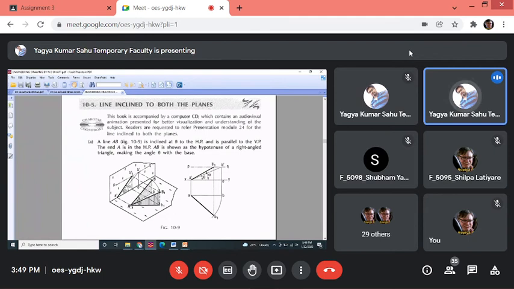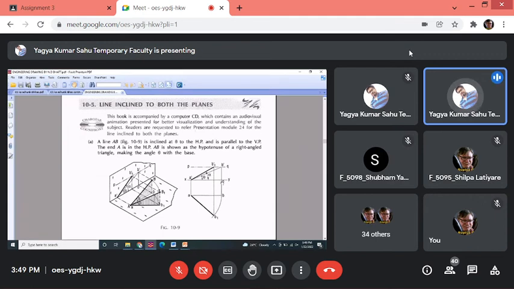You can clearly see the line capital AB is inclined to horizontal plane only and parallel to vertical plane. So A dash B dash, small a dash, small b dash is the front view in the simple case, and small ab is the top view in the simple case. So what is the front view? Front view is nothing but true length as well as true inclination theta, you can see, and the top view small ab is shorter than XY in a simple case.